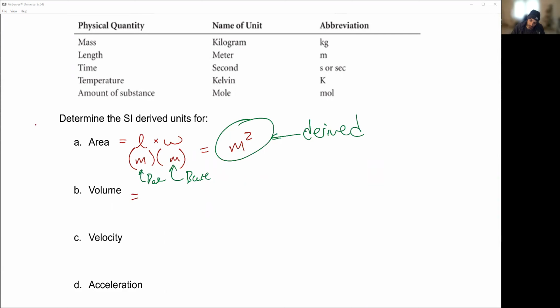Volume is generally length times width times height. So length times a distance is going to give me meters cubed. Meters cubed is going to be my derived unit for a volume. How about the rest of these?